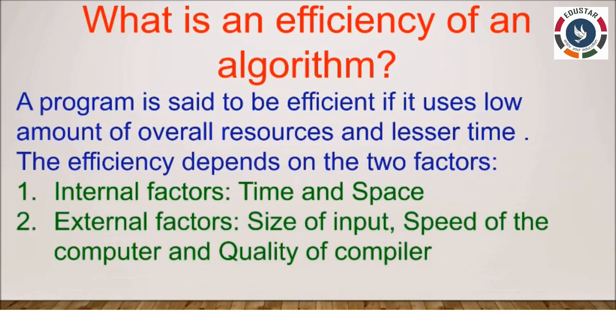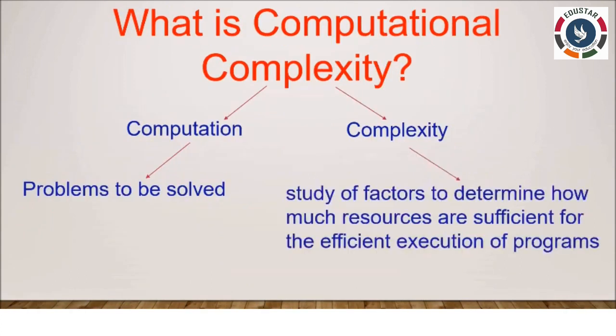So now we are going to discuss what is computational complexity? Computational complexity is made up of two words. The first one is computation and the second one is complexity. So computational basically means what problems are to be solved, and complexity means the difficulty level or the things which are needed to execute a program, and the study of factors to determine how many resources are sufficient for the efficient execution of a program.